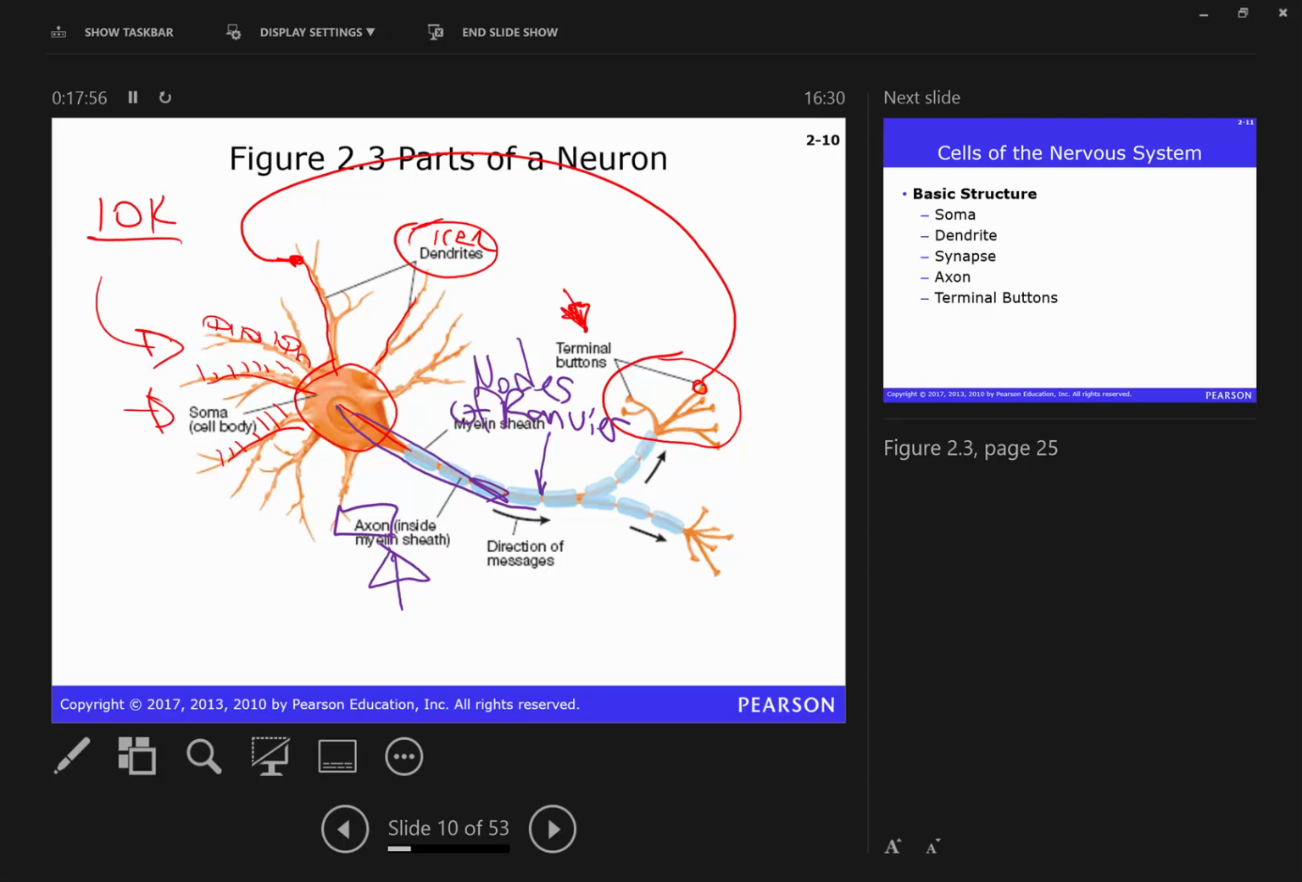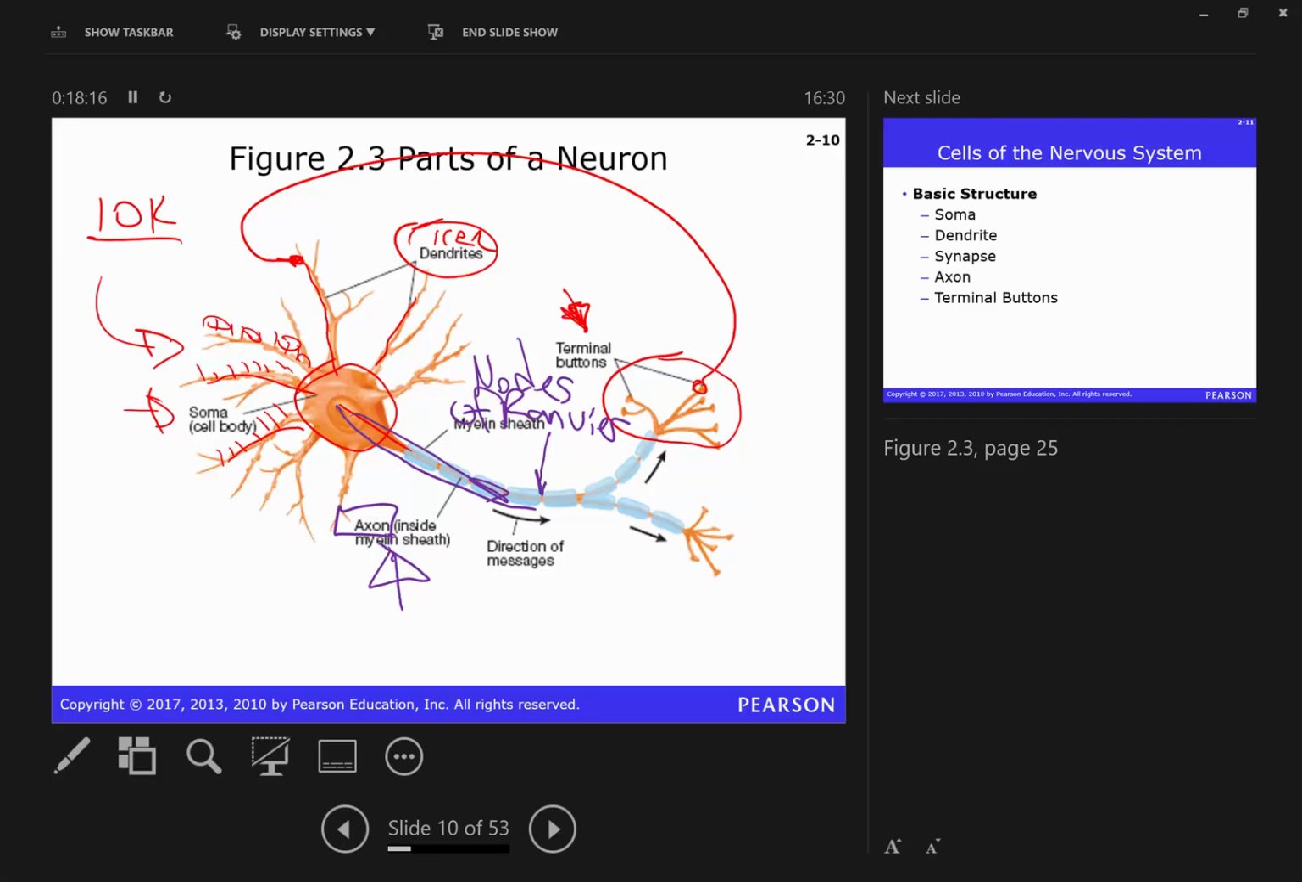So nodes of Ranvier. These little gaps in the myelin sheath are awesome. We'll talk about it later. They give you a little turbo boost as the signal's coming through. They give a boost to that signal. Again, it increases the speed of conduction there, and also allows us to make sure we have a great signal when it reaches the end.